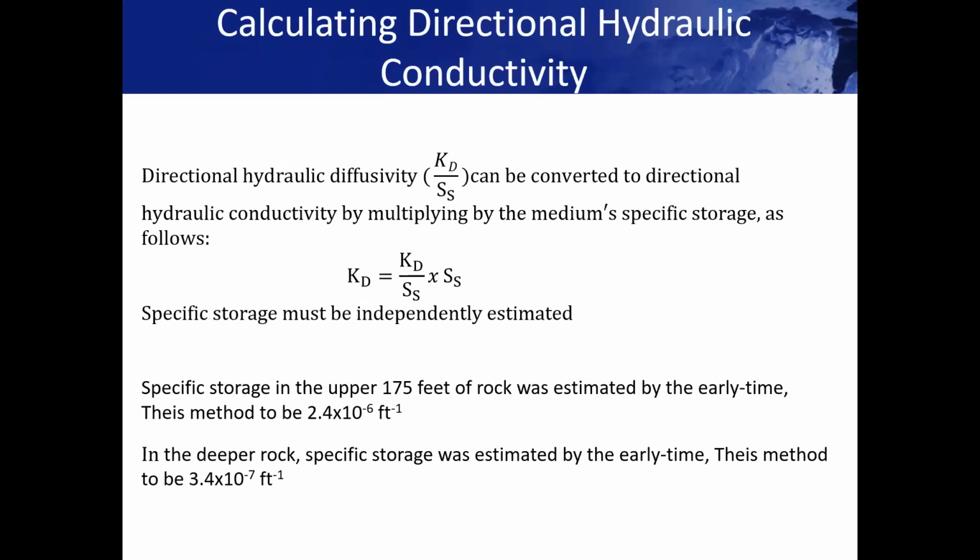So again, we talked about this. The Hsieh crosshole method is going to give us hydraulic diffusivity. We can then convert that to directional hydraulic conductivity simply by multiplying by the specific storage of the aquifer. And we determined that the specific storage in the upper 175 feet of the rock using the early Tice method was 2.4 times 10 to the minus 6 feet to the minus 1, which is right in the typical range you would see for this type of rock. As you went deeper, the specific storage got lower. We went down to 3.4 times 10 to the minus 7th as we got into tighter and tighter rock.